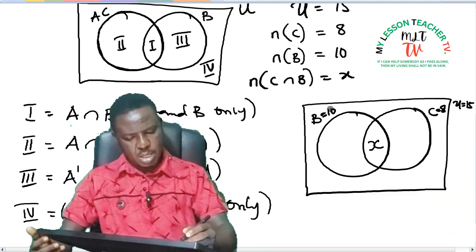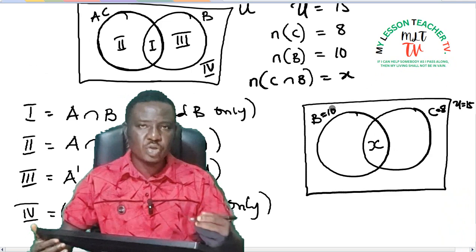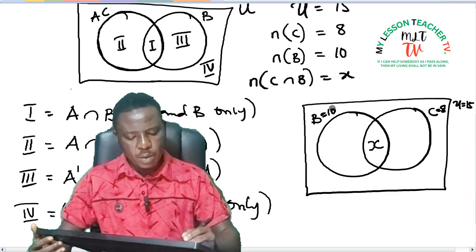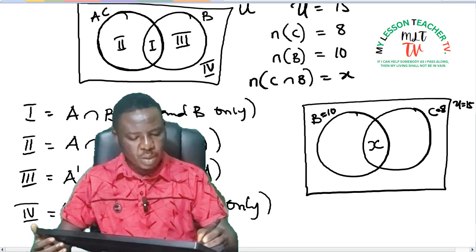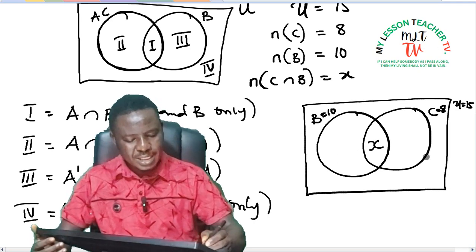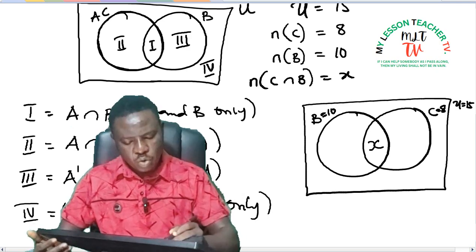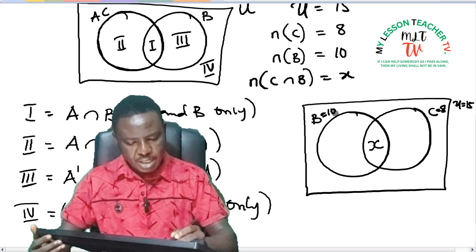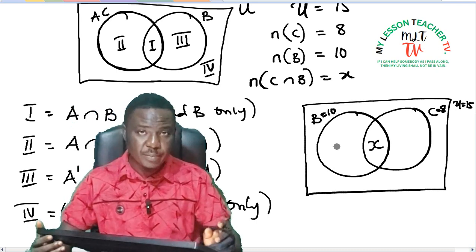What this means is that at the end of finding those in region 1, 2, 3, or 4, when you add up all those in these circles, it must be equal to 10. And when you add up all those in the region of cigarettes, they must be equal to 8. If those that drank beer are said to be 10, how can we get those that drank only beer?